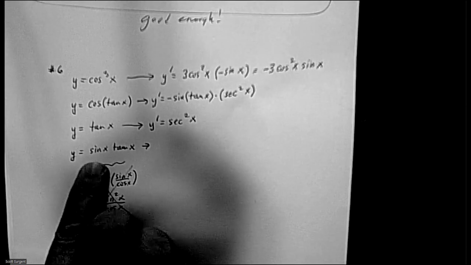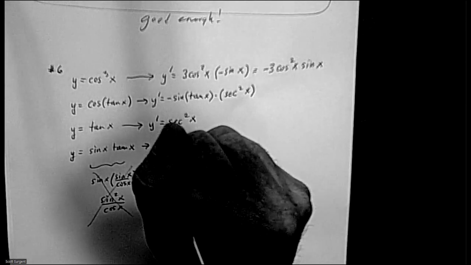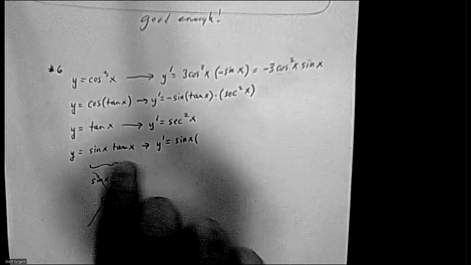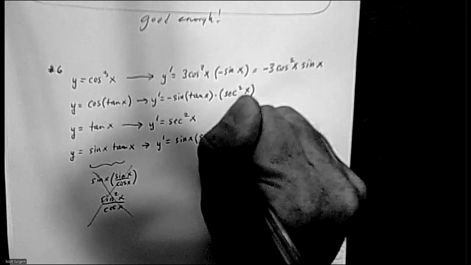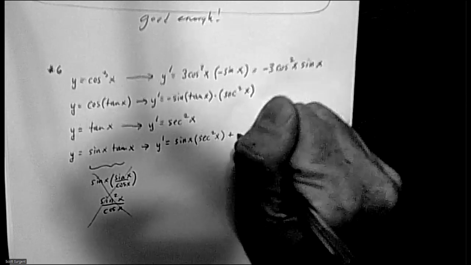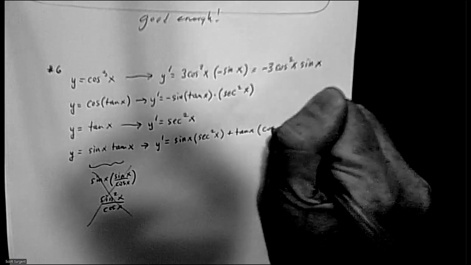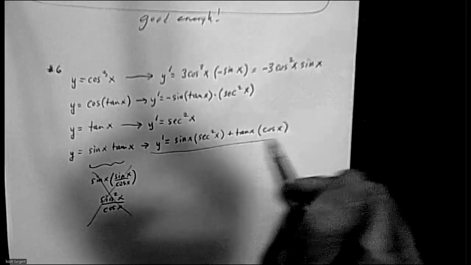This is a product, sine x times tan x. So the derivative will be the first, which is sine x, times the derivative of tan, which is secant squared, plus the second, which is tan, times the derivative of sine, which is cosine. And those are our answers.